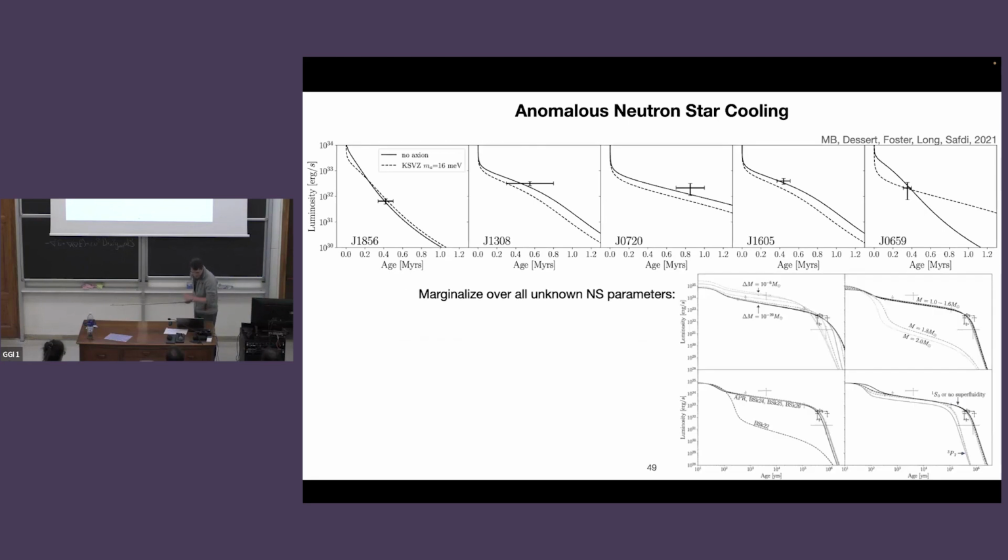So good. We marginalize over all of these different parameters. So what we show up here is actually the best fit curves for a 16 MeV axion. And we allow the best fit to vary over the neutron star mass between 1 and 2 solar masses, and we have a flat prior for that.